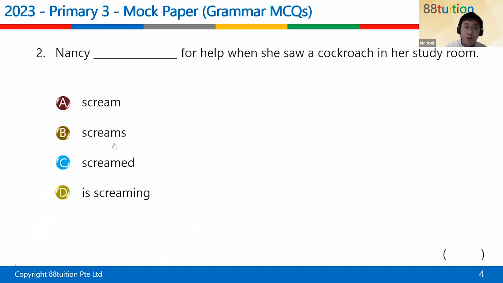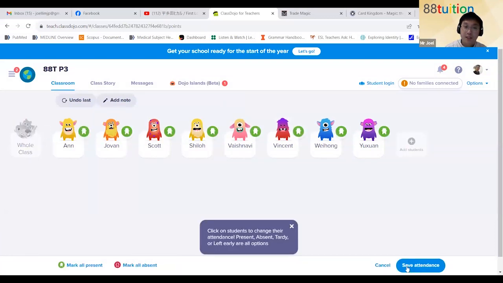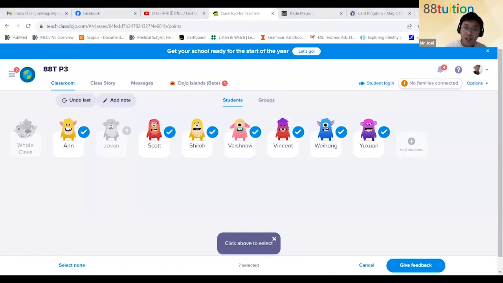So who's not here? Joven's definitely not coming. Yes, that's about it. Okay, I have no idea where Vaish is. But anyway, everyone gets 1 point, even Vaish, because Vaish did it online. Oh no, Vaish didn't do it online. Sorry. So Vaish doesn't get 1 point. And Shiloh doesn't get it either because she got it wrong.